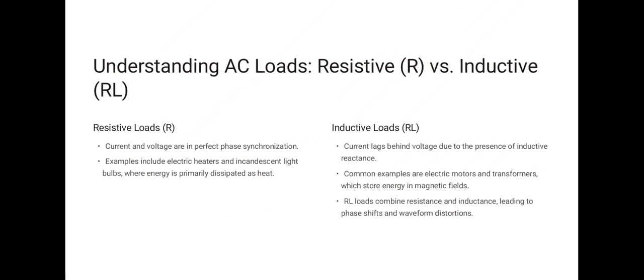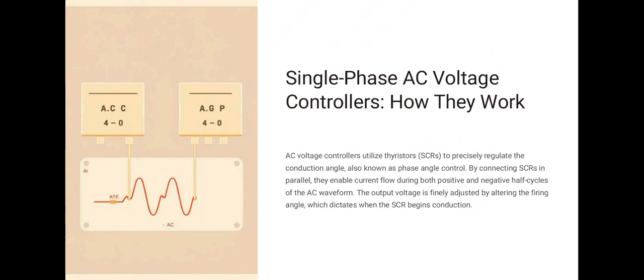Inductive loads: current lags behind voltage due to the presence of inductive reactance. Common examples are electric motors and transformers, which store energy in magnetic fields. RL loads combine resistance and inductance, leading to phase shift and waveform distortions.